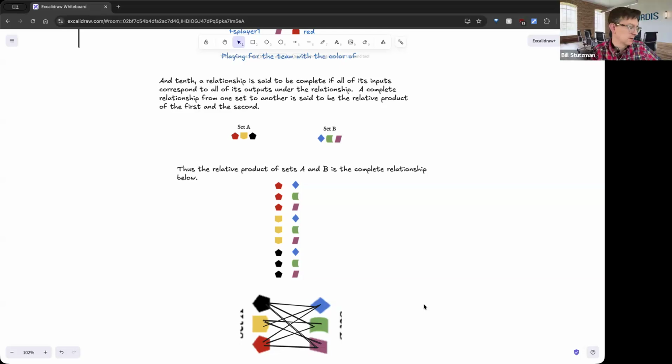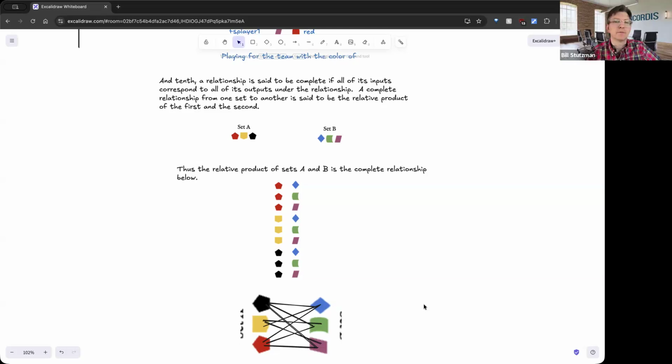Can you say that again? Sure. If set A is a set of all human beings and set B is a set of all human beings, the relationship of being the same species of would be a complete relationship between those two sets. Gotcha. Because I am related to every single other human being under being the same species as. Is that an equivalence relationship? Yes, it's also an equivalence relationship.